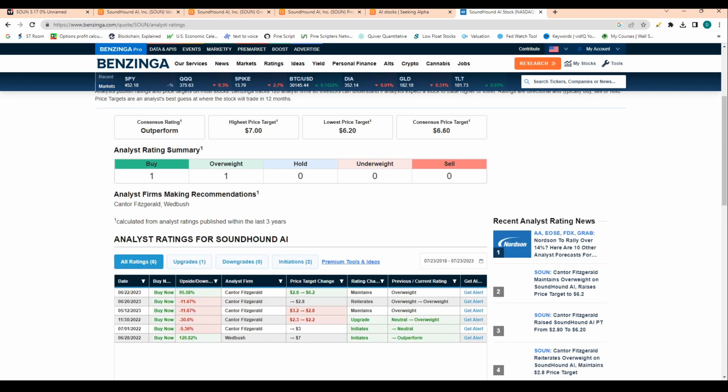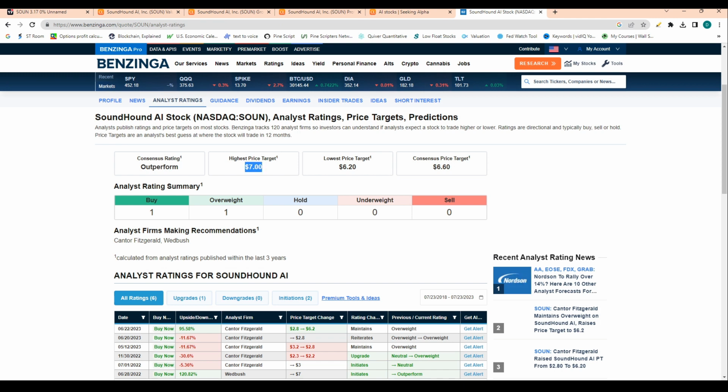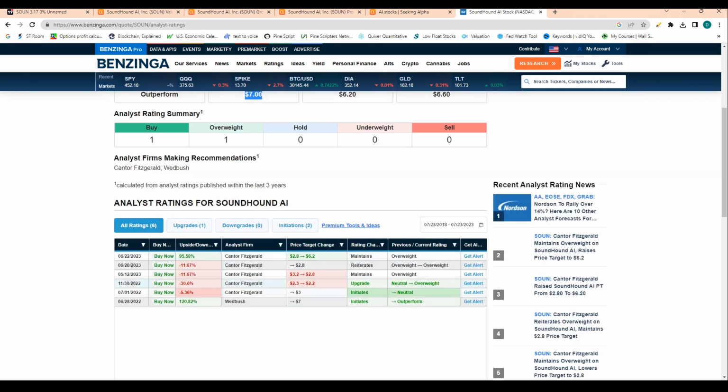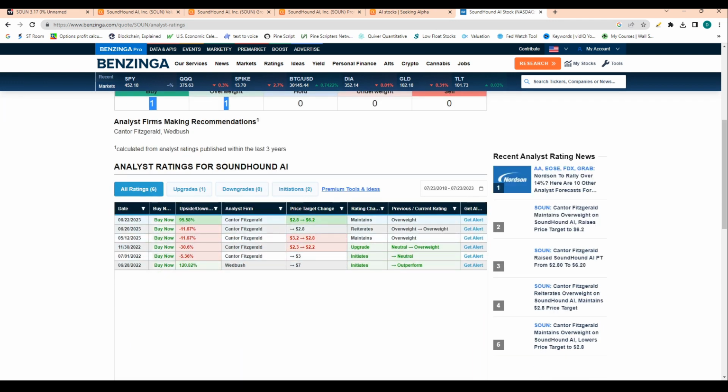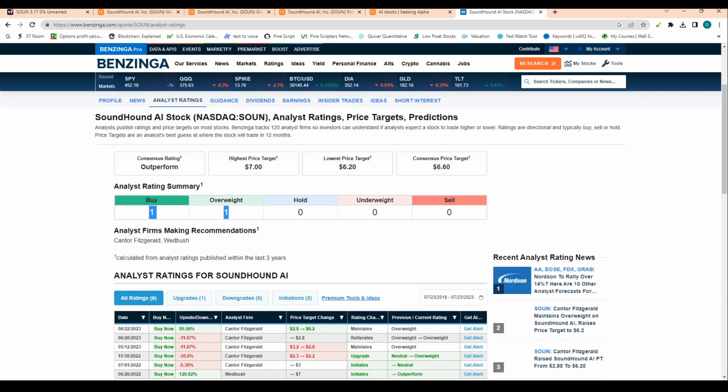So we can see that the highest price target for SoundHound AI is $7, which is a price target given by Wedbush. So they have an outperform rating on the stock. There's only two companies covering the stock, one with a buy, one with an outperform rating. And Cantor Fitzgerald has a $6.20 price target. So the lowest price target is $6.20, highest price target $7. This tells me that Wall Street thinks that this company should be trading at a higher price than it is right now. In fact, Wall Street is saying that the stock really needs to double here, which is quite interesting.